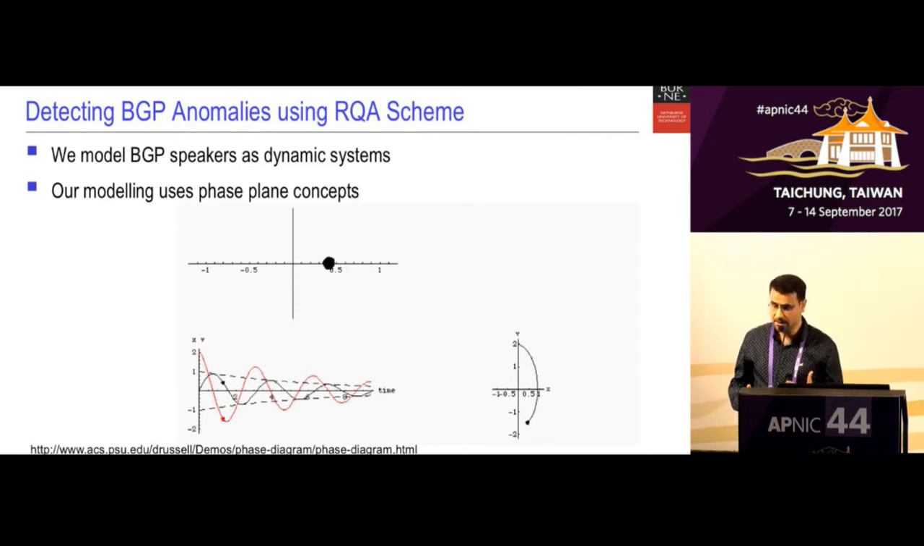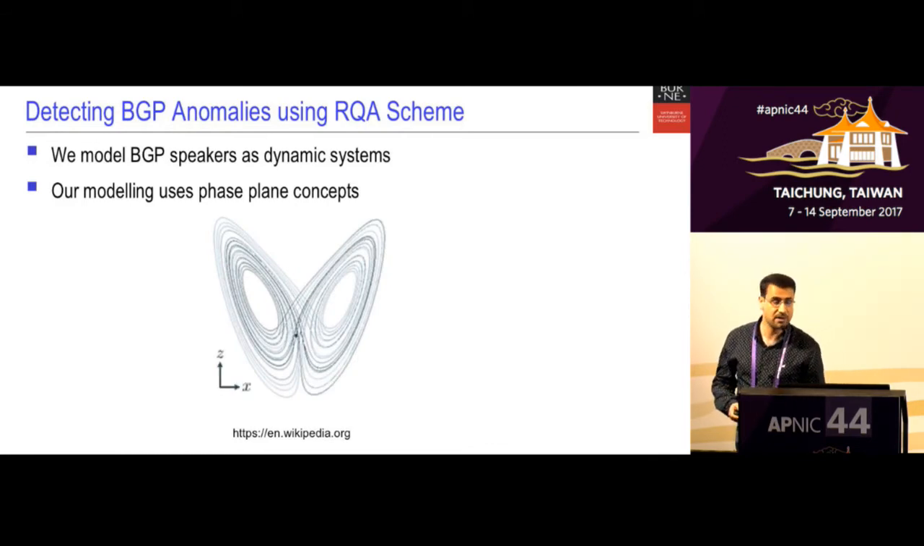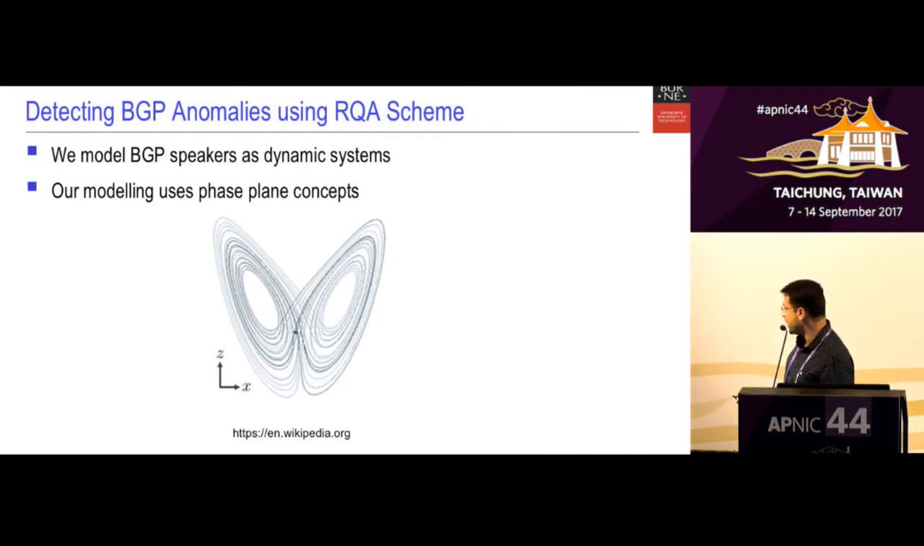Before describing what RQA is, we model a BGP speaker as a dynamic system using the concept of phase plane. What I mean by phase plane is that we look at the system as multiple dimensions on different time states. For example, this is a very simple example of a damped oscillator system. This oscillator system is changing over time, and you can see how this system can be shown as a phase plane trajectory. For a more complex system, this is a chaotic system, and the weather can be classified as a chaotic system. Here you can see how the system changes in different dimensions, going from one state to another state at different times.